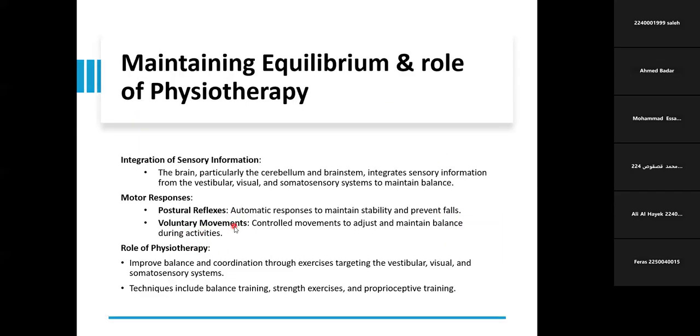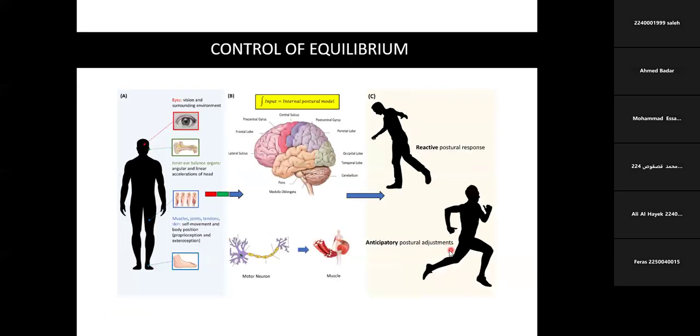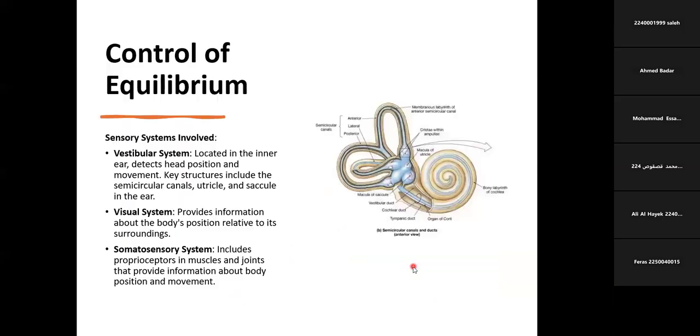Number two, voluntary movement. We think if I put my foot here, my balance will be fine. So we control the movement with the help of our higher centers, and we adjust and maintain our balance during activities. Like this person, these are anticipatory postural adjustments.